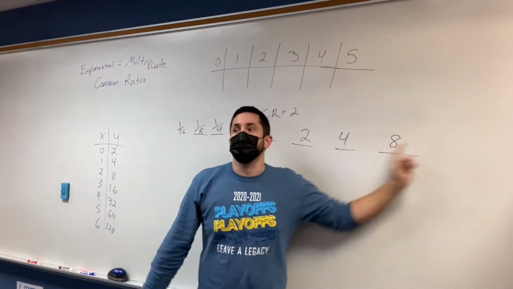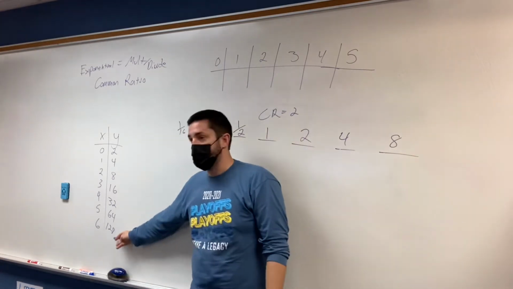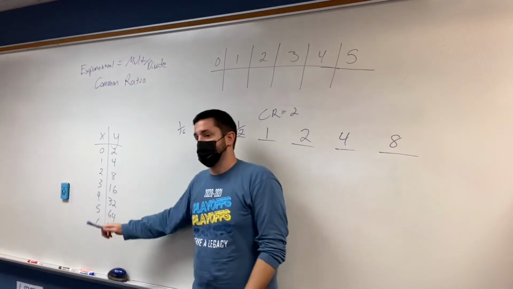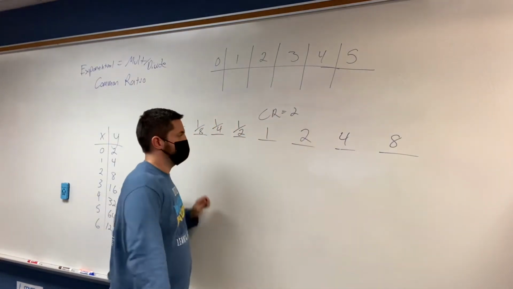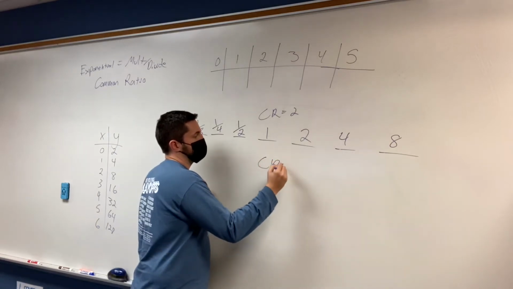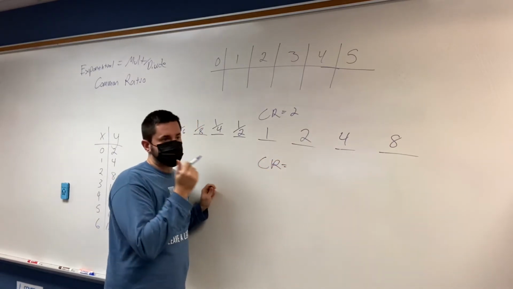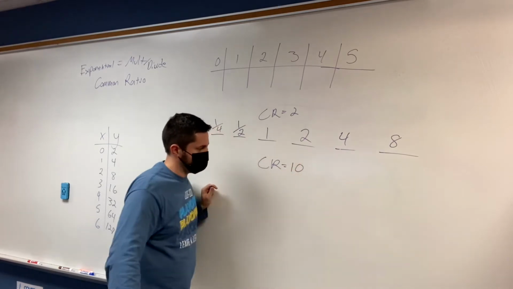And this is getting infinitely larger. And you see it gets 128, 256. It just goes faster, faster, faster, faster, faster, okay? So now let's do it again with a common ratio of 10. Okay, that's an easy common ratio.